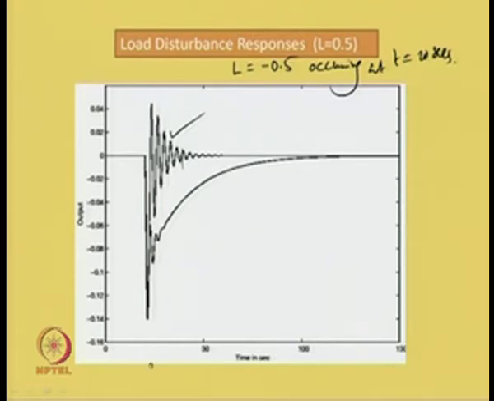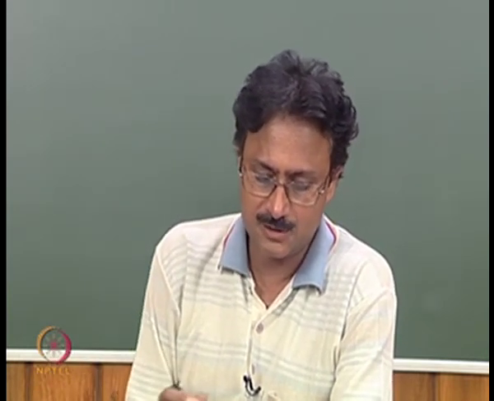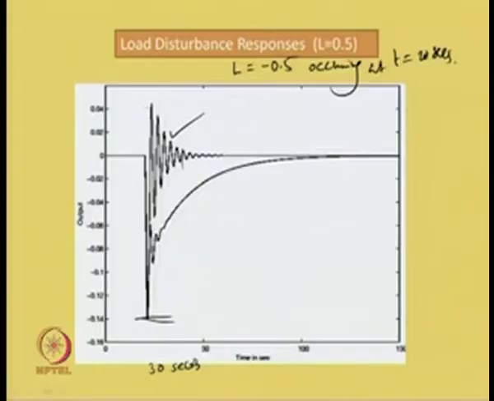So, it takes almost 30 seconds in place of 80 seconds for the earlier case to settle down to the steady state, and the magnitude of the load disturbance response is also not higher compared to the earlier case. You see the magnitude is not changing, there is little bit of overshoot or undershoot, but those are insignificant. So, overall the static load disturbance response for the second scheme is quite satisfactory.